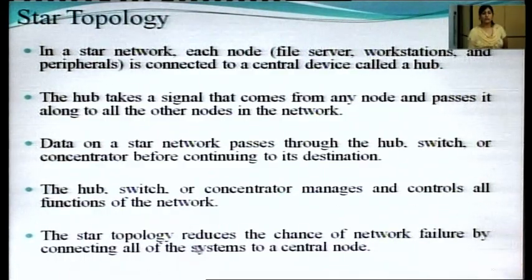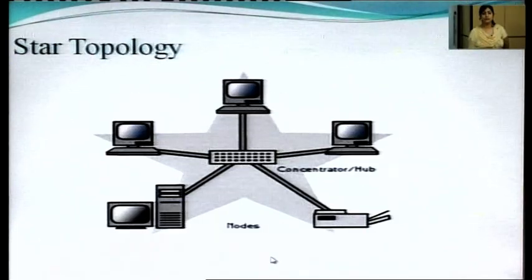The star topology reduces the chance of network failure by connecting all the systems to a central node. Means if this system fails or this cable breaks down, it will not break down the whole network. This switch or hub can transmit the data to this computer, this, or this, or this. If one fails, means one computer failure cannot affect the whole network.